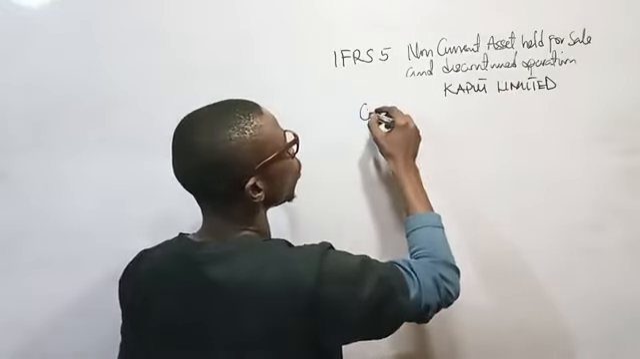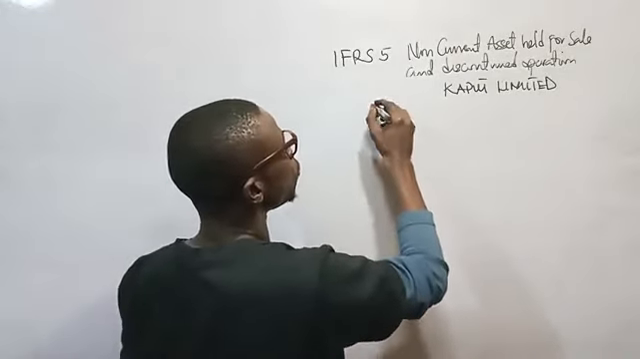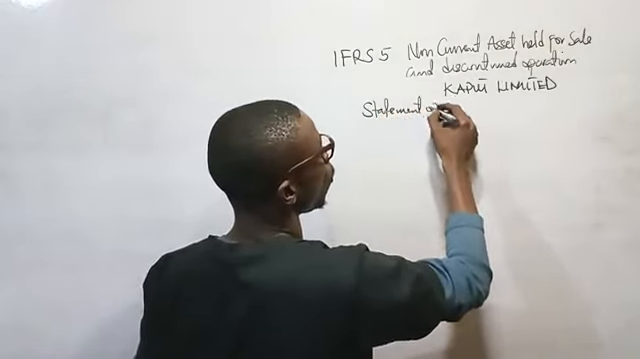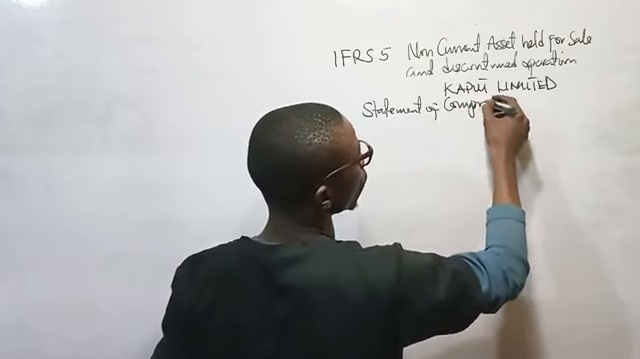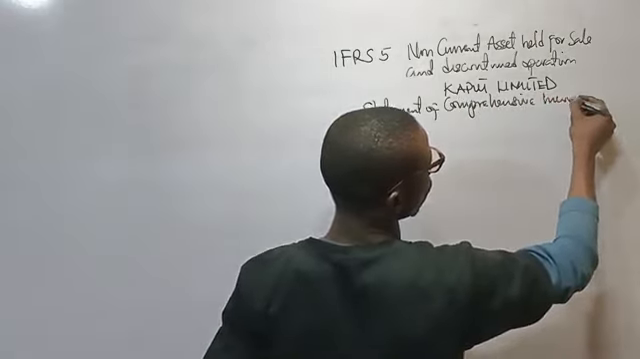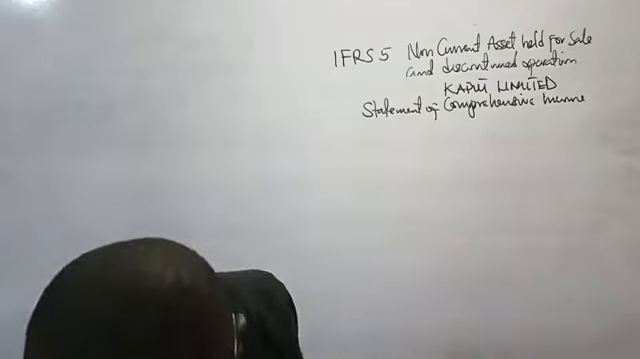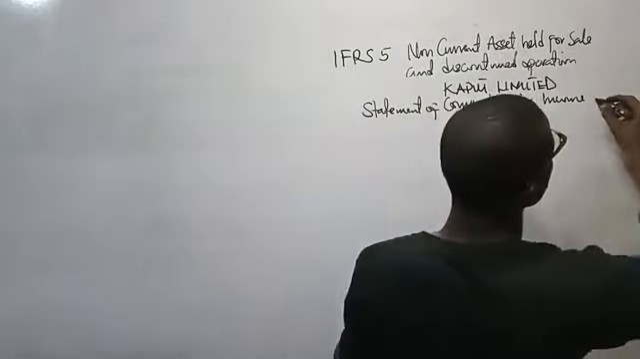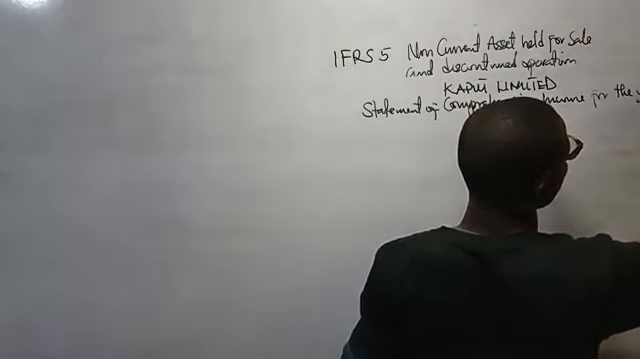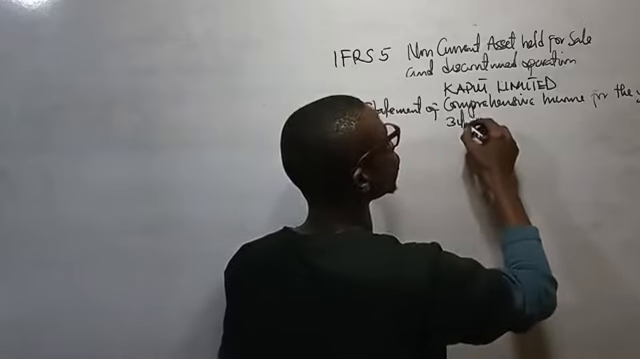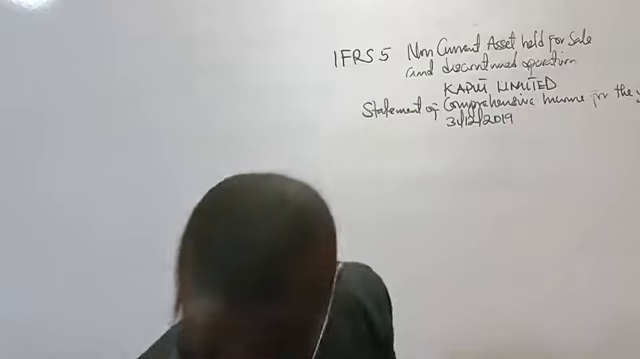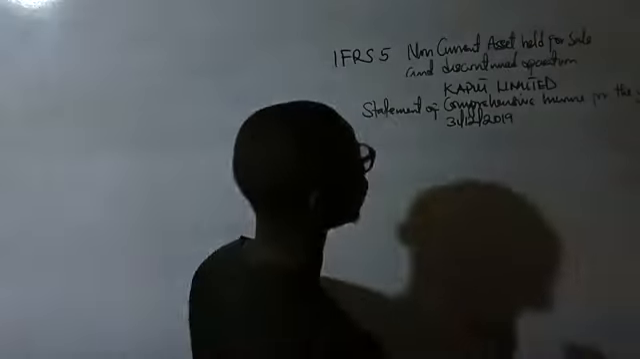So they said we should prepare the statement of comprehensive income for the year ended what? For the year ended 31st December 2019. I think so. 2019. Look at it now.